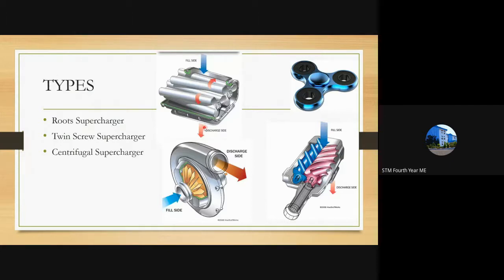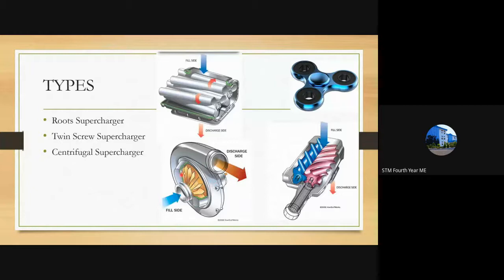Okay, then comes the centrifugal supercharger. In the centrifugal supercharger, this is the most commonly used type of supercharger. So what happens is, you can see the air intake and the exit. Okay, there is a vane or a turbine provided here. This compressor or this turbine works by coupling it with the engine, this end will be coupled with the engine.